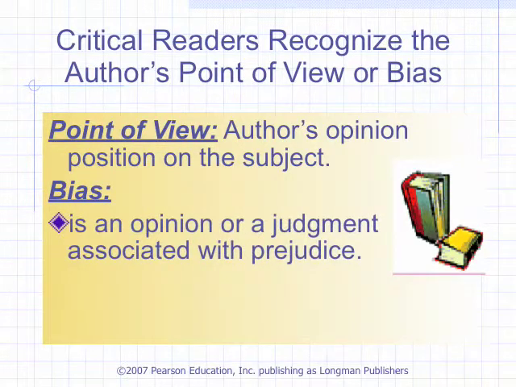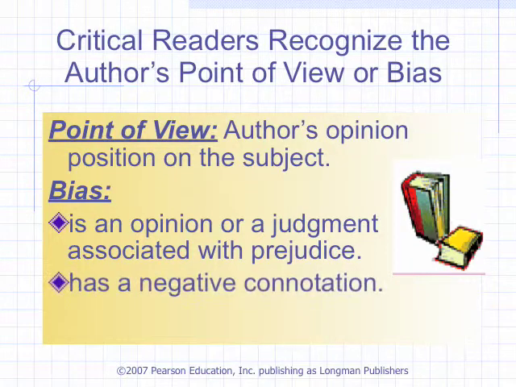Bias. Bias is an opinion or a judgment associated with a prejudice. So that means that you take your point of view and then you slant it to have feelings, and that would be a judgment. It also typically has a negative connotation, meaning people feel that bias is negative. However, bias and point of view are really the same thing. But in the media, when we hear bias, we think, oh my gosh, you're not supposed to have a bias.